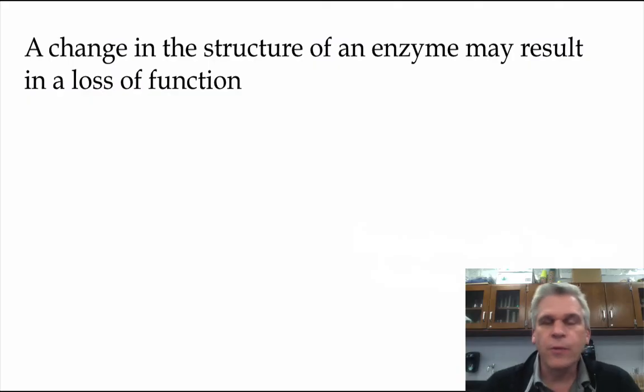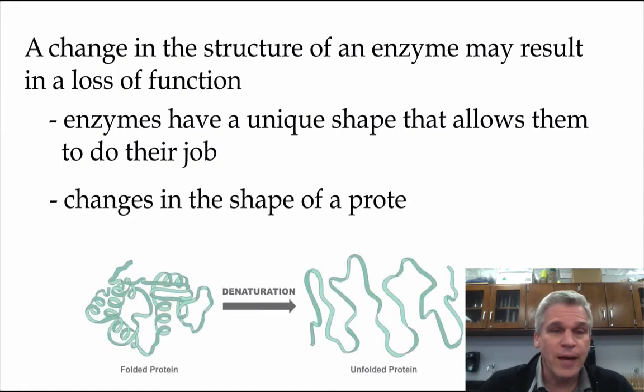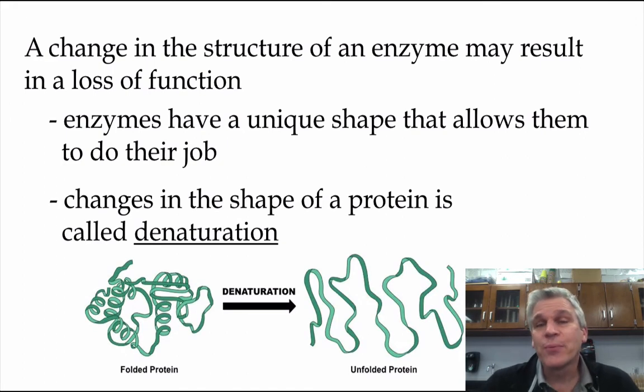Enzymes are proteins, and we know that in order for a protein to work properly, it has to have the right structure. If there's a change in the structure, that can result in a loss of function. Since enzymes are proteins, they also have a unique shape that allows them to do their job. If there is a change in the shape of the protein, that is called denaturing. And we're going to take a look at some ways in which proteins can become denatured, and specifically look at enzymes today.